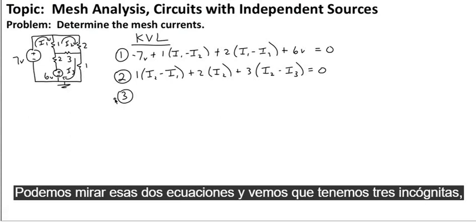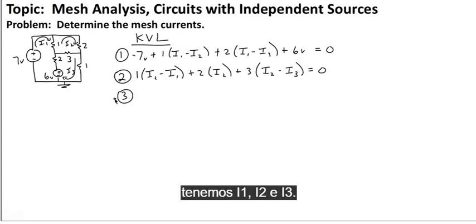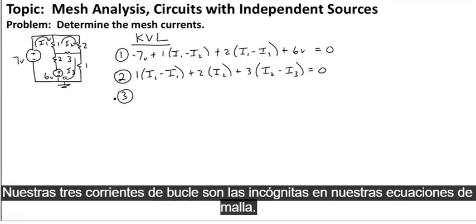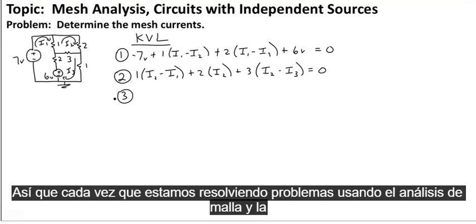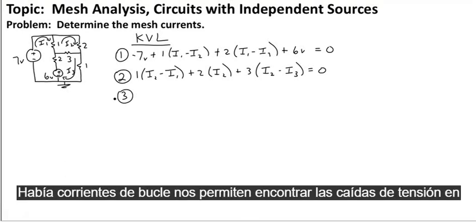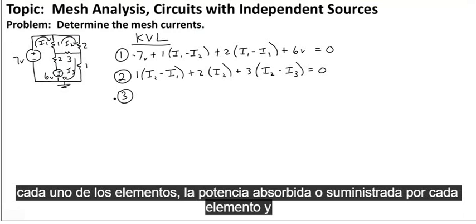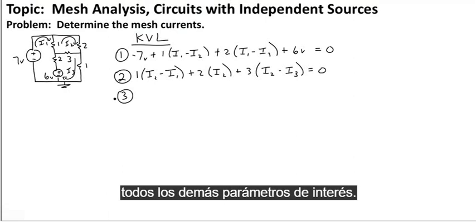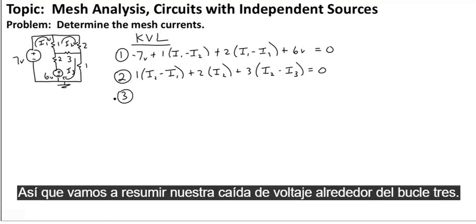We can look at those two equations and we see that we have three unknowns. We have I1, I2, and I3. Our three loop currents are the unknowns in our mesh equations. So whenever we're solving problems using mesh analysis and Kirchhoff's voltage law, we're ultimately finding those loop currents. The loop currents allow us to find the voltage drops across each of the elements, the power absorbed or supplied by each element, and all other parameters of interest. So let's sum up our voltage drops around loop 3.